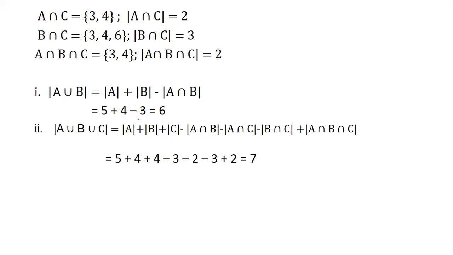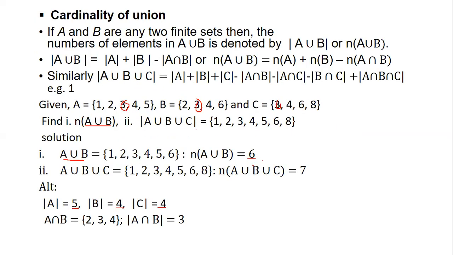Therefore, the cardinality of A union B union C is equal to that of A plus B plus C, then minus that of A into B, which is 3 here, minus A into C, which is 2, minus B into C, which is 3 here, then plus the intersection of all the three, which is 3. So if you simplify all this, you get the same as what you got when you put them together and counted the number of elements within.